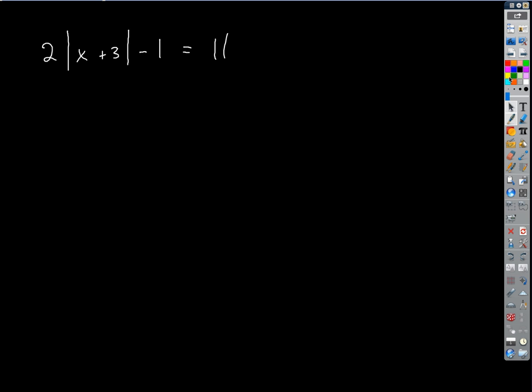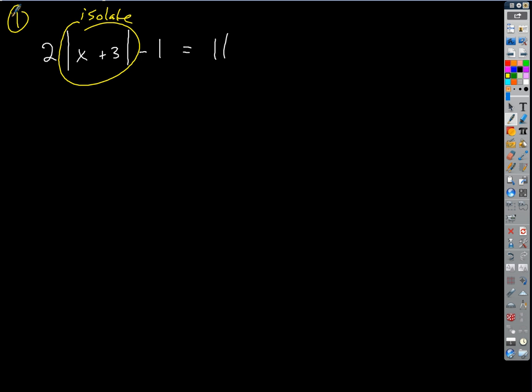So what do we do first? Add 1. Add 1 and then what? Divide by 2. Good. What's the purpose of that? What are we trying to do? Isolate the absolute value. Okay. So that's our first step. We have to isolate the absolute value.